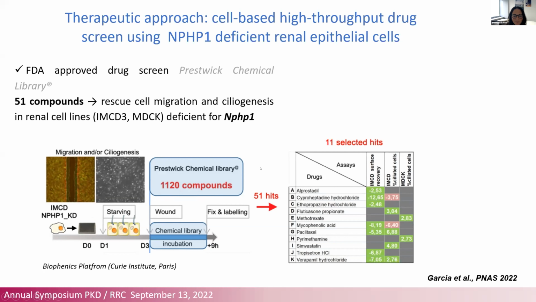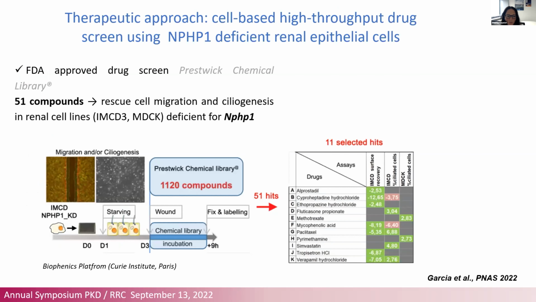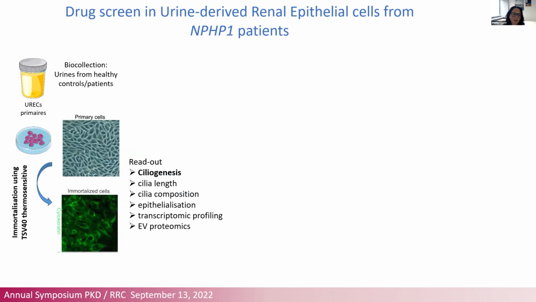So out of these 50 hits, we selected 11 based on their pharmacological properties, and that were also relevant for the disease. The next step was to validate these 11 hits in more specific, more accurate models, and that's why we come back to the UREC cells.